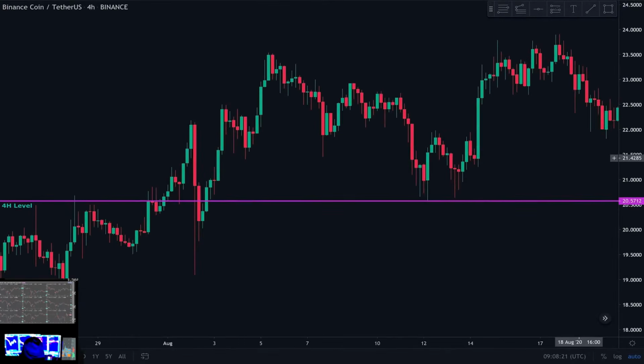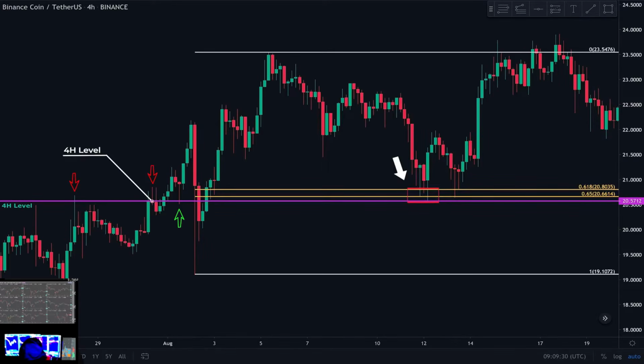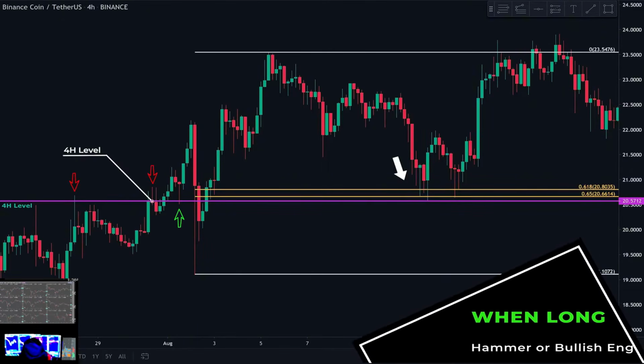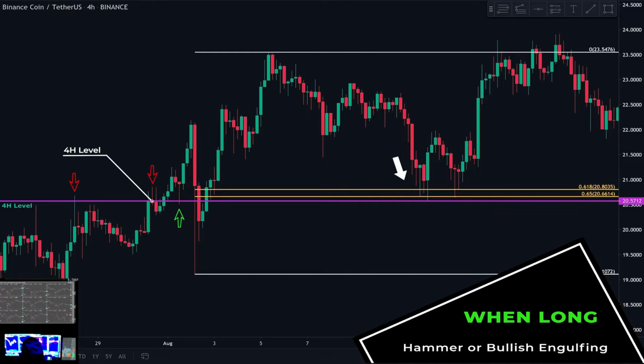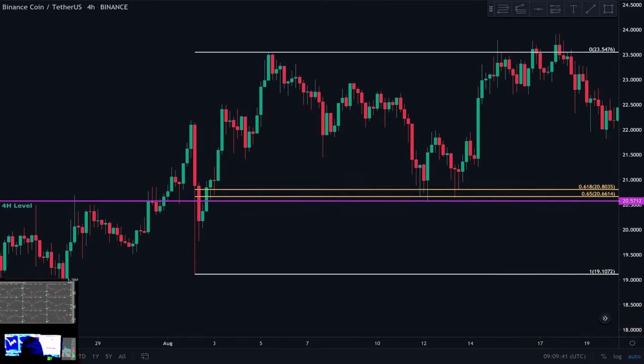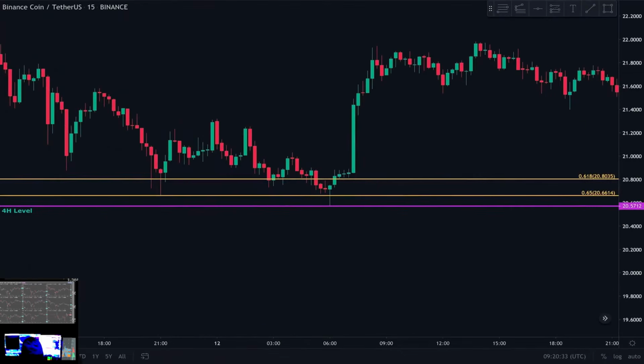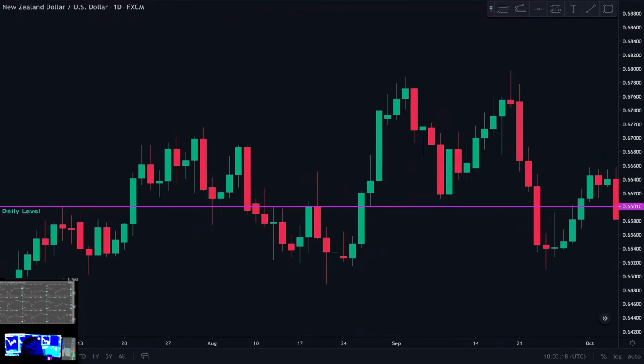Now for longs, let's flip the script. You see price breaks resistance here. It comes back, prints a hammer. We buy. Okay, so then where do your stops go? Your stops go below the candle, and your target is resistance. Again, it's the same thing. Okay, so it's the same system, the same rules, the same edge, you'll get the same results.